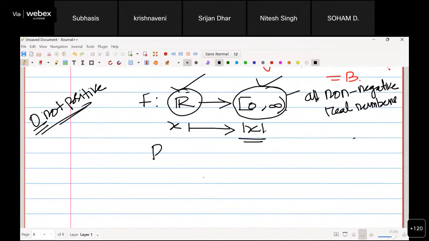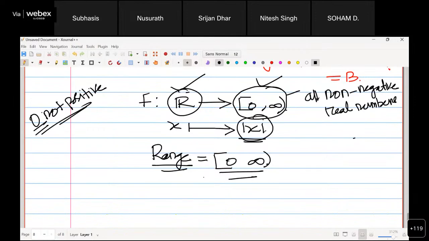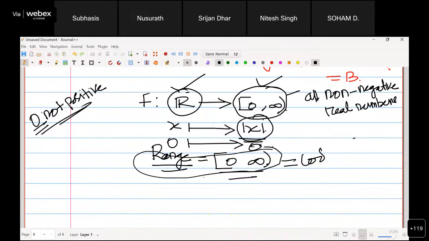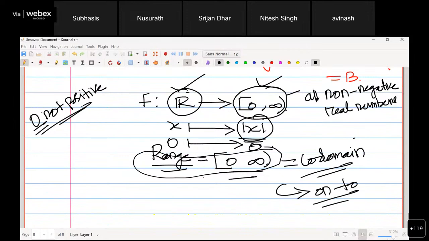Same as codomain. 0 to infinity. All non-negative real numbers. Correct. So the range is basically 0 to infinity, because you have a modulus sign here. So you will always get a positive value or maybe 0. If you take 0 here, you get 0, and if you don't take 0, you always get some positive value. So the actual outputs are precisely this set, 0 to infinity, the same as the codomain. So this is an onto function.